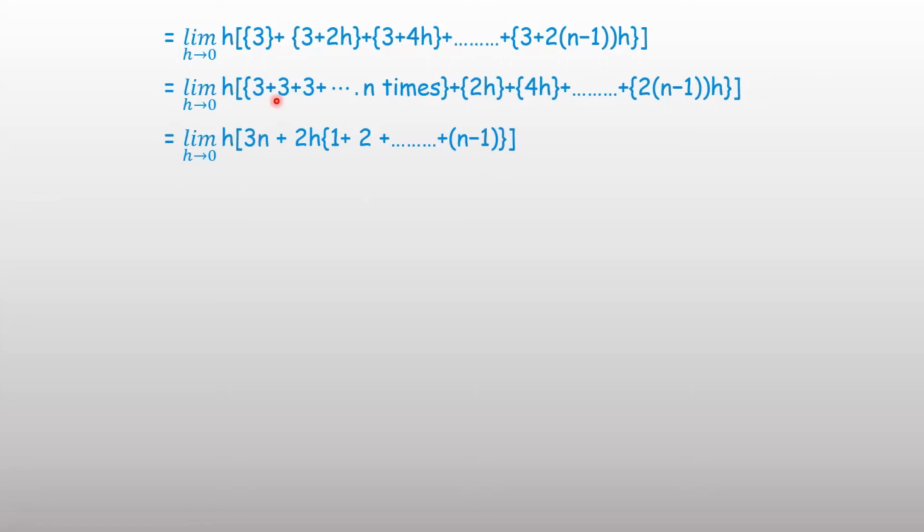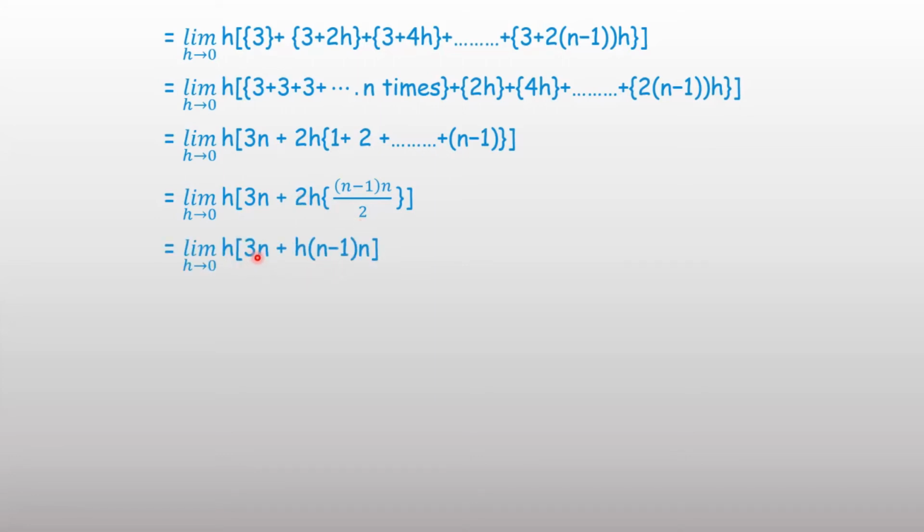If anyone asks addition of 3 five times, it is 3 into 5. Addition of 3 n times means 3 into n, 3n, plus. Here 2h is common. If 2h is common, what remains? In place of 2h, 1 plus 4h means 2h common, 2 remains, plus here 2h common, what remains? n minus 1. 2h common, 1 plus 2 plus 3 up to n minus 1 means the sum of n minus 1 natural numbers. Already we have discussed the identity: the sum of n minus 1 natural numbers is (n minus 1) into n upon 2. So 2 cancels out.